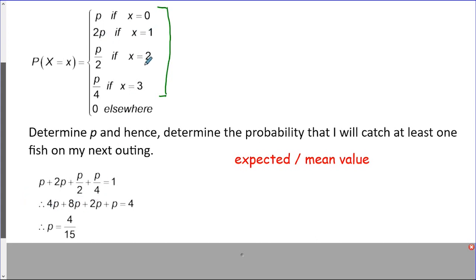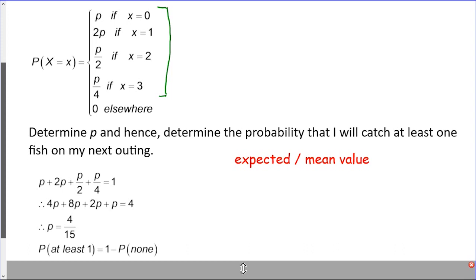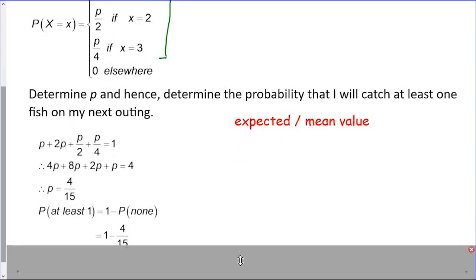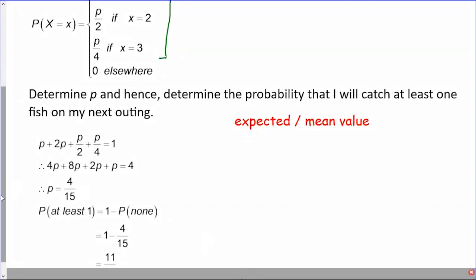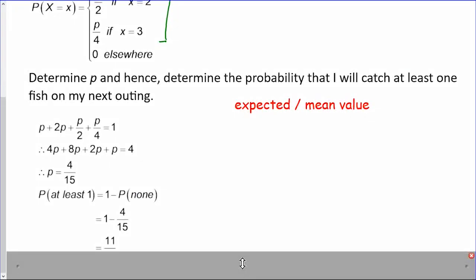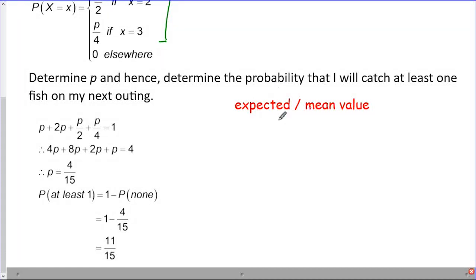The probability that I catch at least one fish on my next outing: I'd be happy with one fish, two fish, or three fish. So I'm just going to have the complement as 1 minus the probability of no fish. And the probability of no fish is P, which is 4/15. So I get a final answer of 11/15.